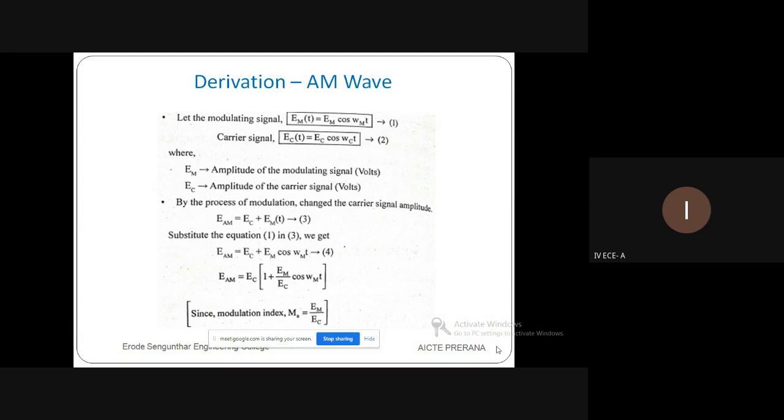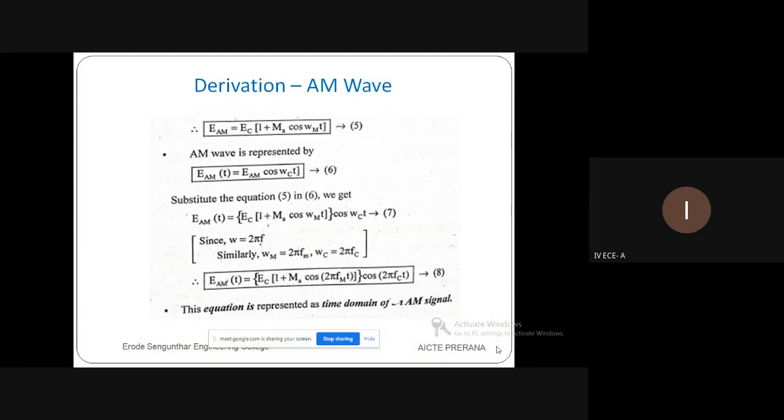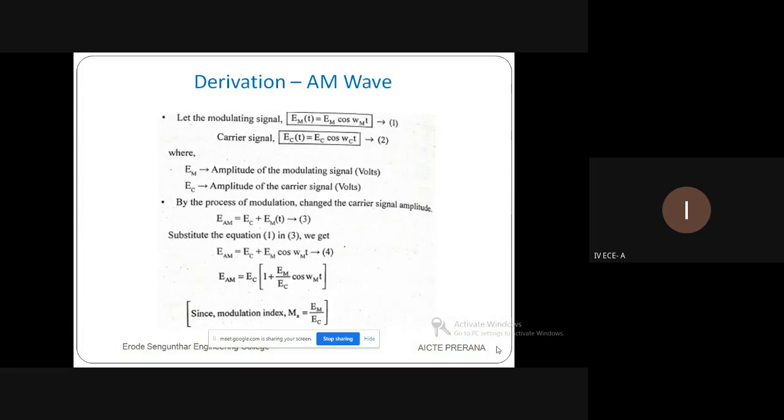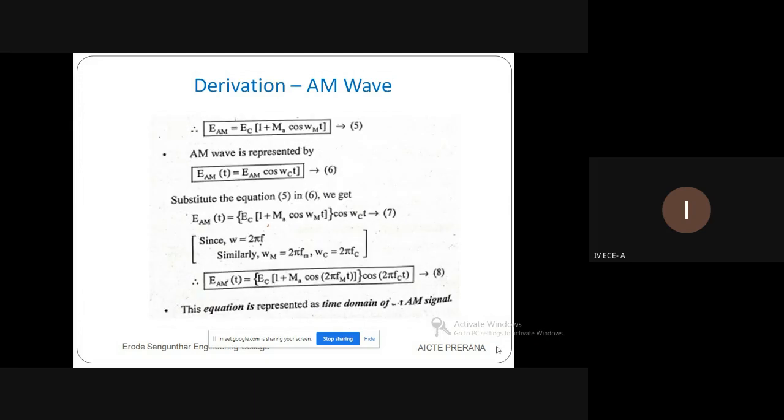Now substitute equations 1 and 2 in 3, and you will get the carrier signal amplitude change: e_AM = E_c(1 + (E_m/E_c) cos ω_m t). But this E_m/E_c can be written as m_a, which is called the modulation index. Now in equation 5, replace E_m/E_c with m_a, and the amplitude modulated wave is represented by equation 6: e_AM(t) = e_AM cos ω_c t. Now in equation 6, substitute equation 5, and you get the amplitude modulated signal in time domain. Equation 8 represents the equation of the amplitude modulated signal in time domain.